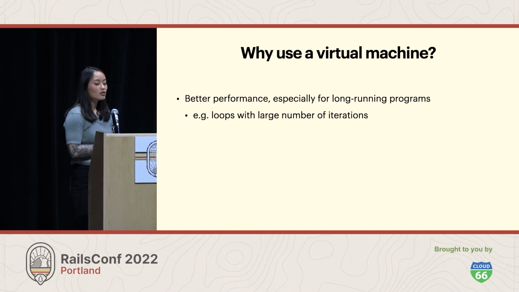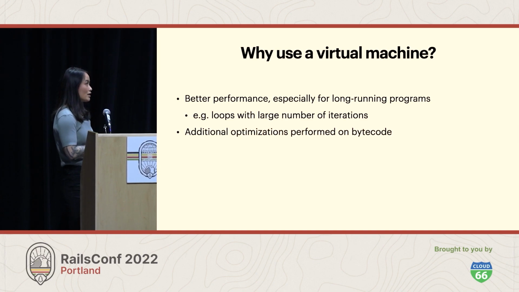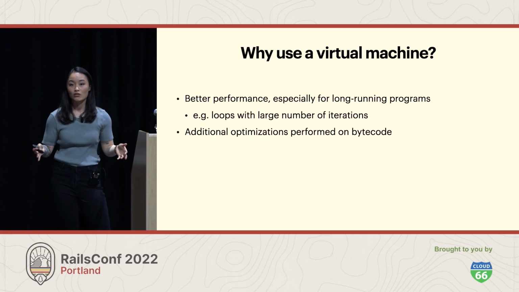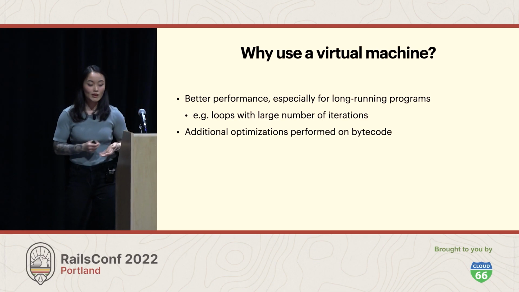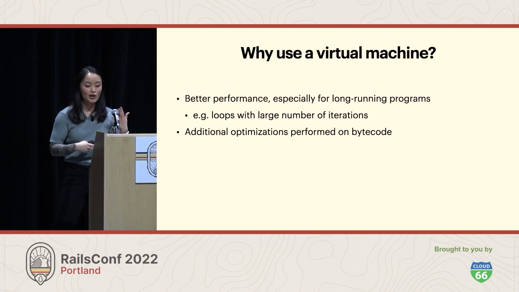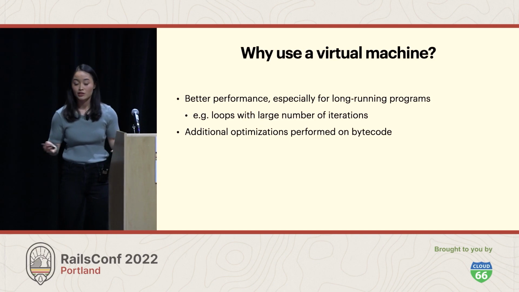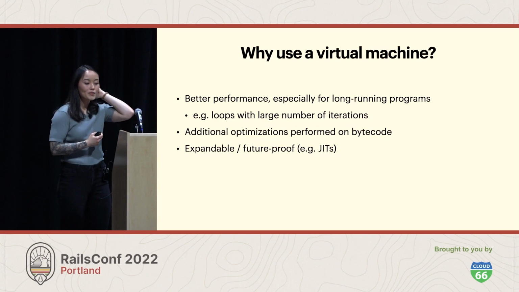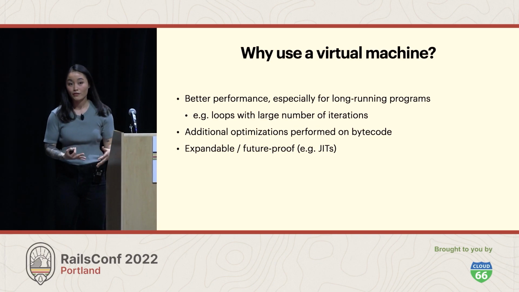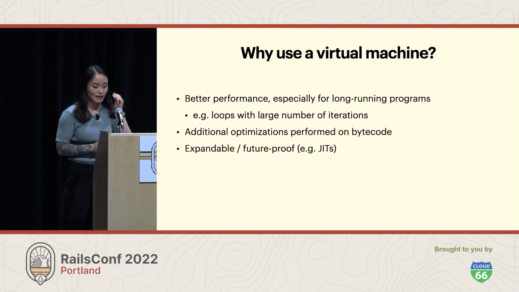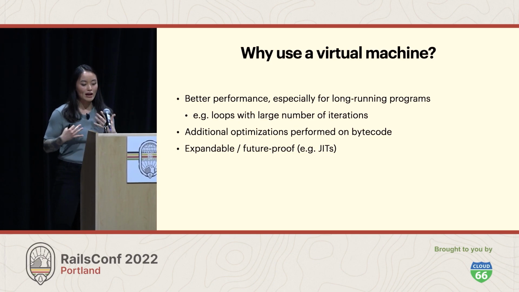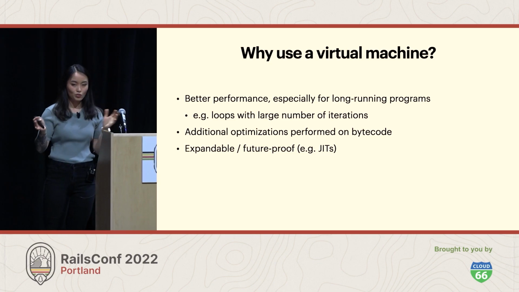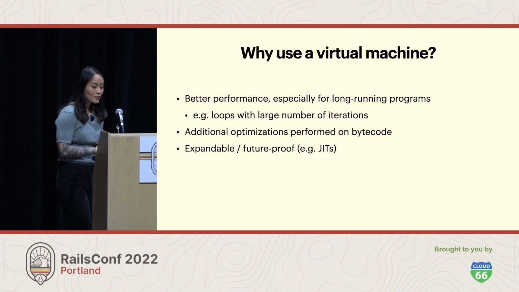Secondly, there's also additional optimizations that we can perform on bytecode that we previously cannot do with AST nodes because bytecode is linear. And it's easier to iterate and modify it compared to AST nodes, which is a tree structure. Having a VM also makes Ruby more expandable and future-proof. And we'll talk about JITs in just a second, but it opens up more avenues for future performance improvements. And one example of that is through a JIT.